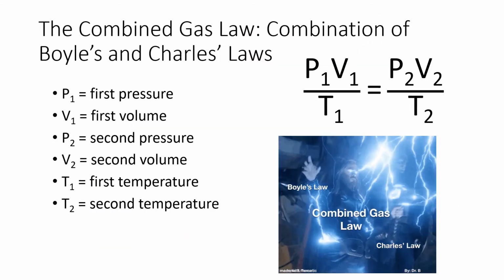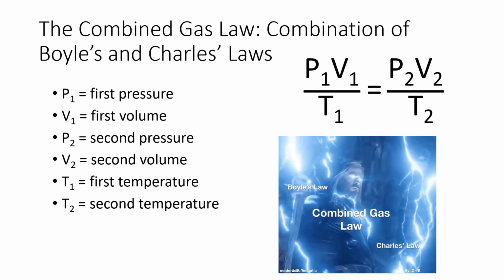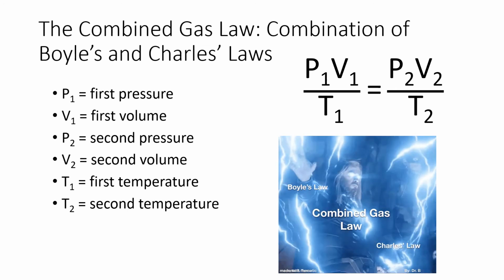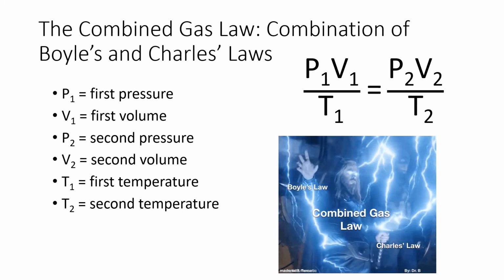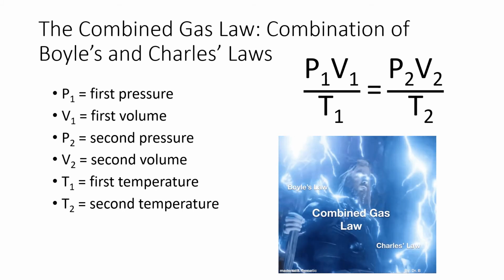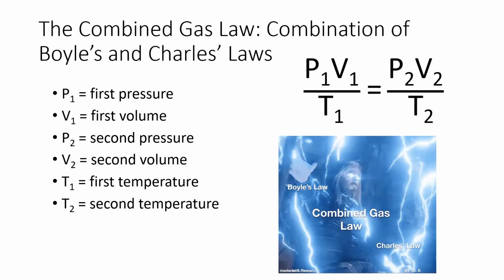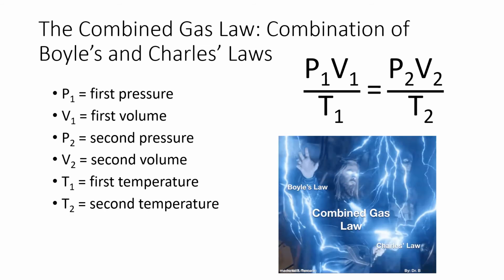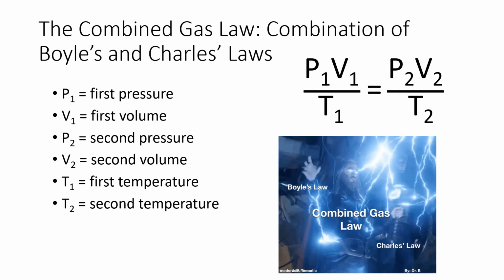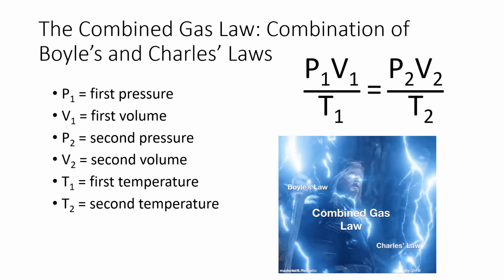Okay, the combined gas law, a combination of Boyle's and Charles's laws. So it kind of takes all your laws and puts them together, well, two of them, to make a third one. Similar to before, P1, V1, T1, pressure 1, volume 1, etc. So it's P1 V1 divided by T1 equals P2 V2 divided by T2.